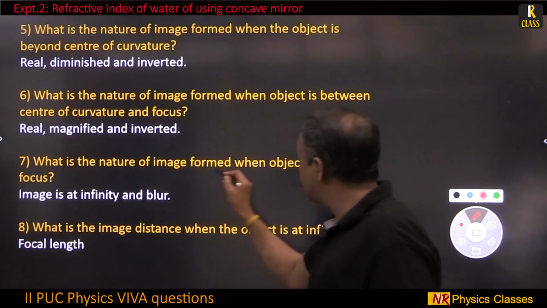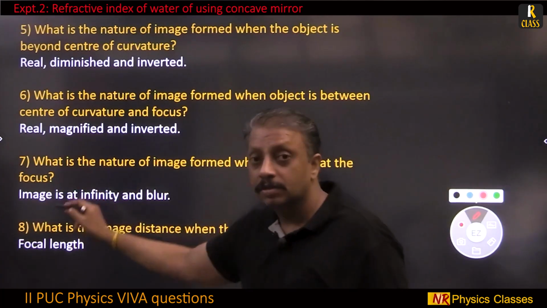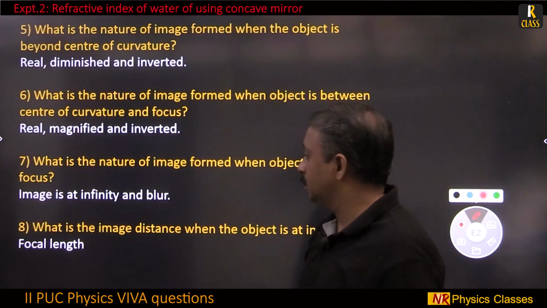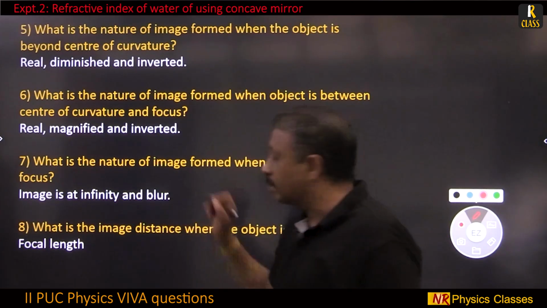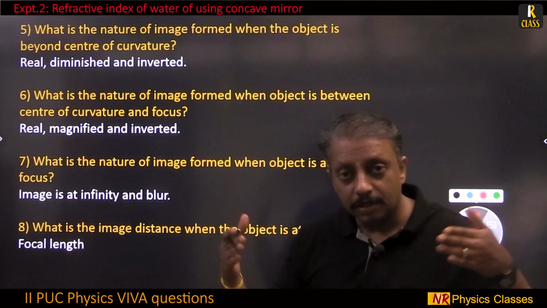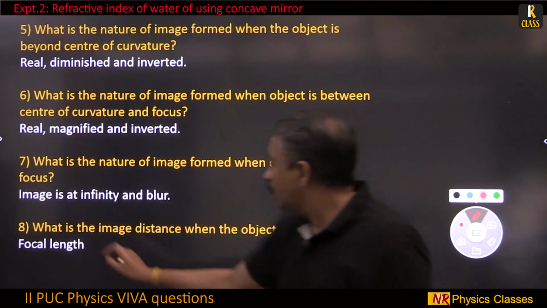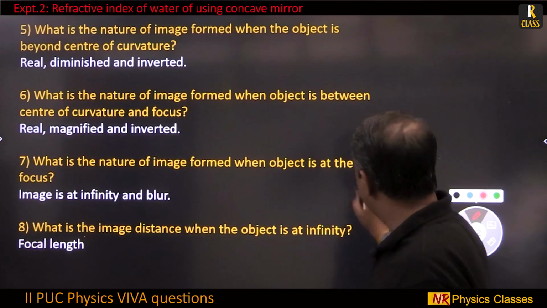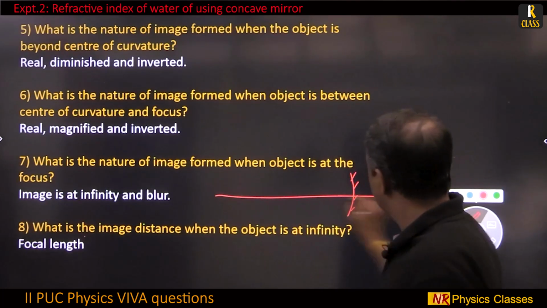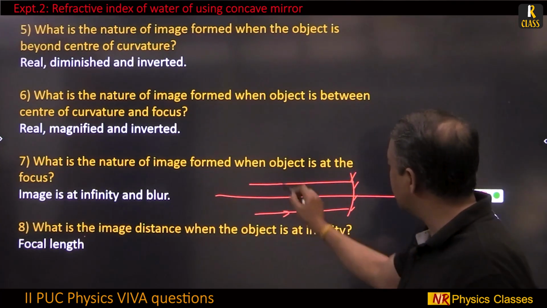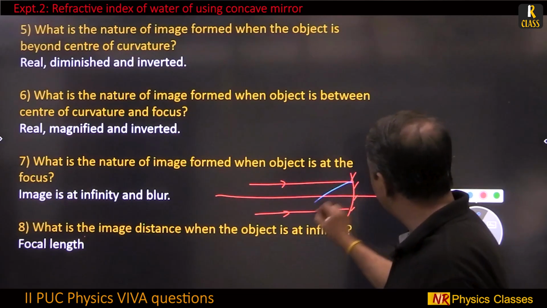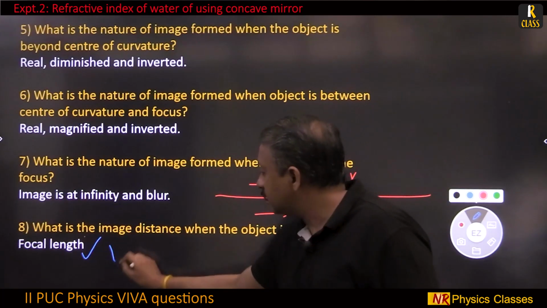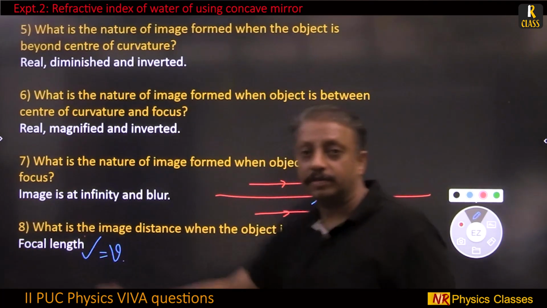What is the nature of image formed when object is at the focus? Object is at the focus means image will be at infinity and blur. Image is at infinity and blur because light rays will never converge. What is the image distance when object is at infinity? Object is at infinity means we get parallel beam of light. If it is parallel beam, then light should pass through the focus. So this is the focus. Image distance is the focal length.